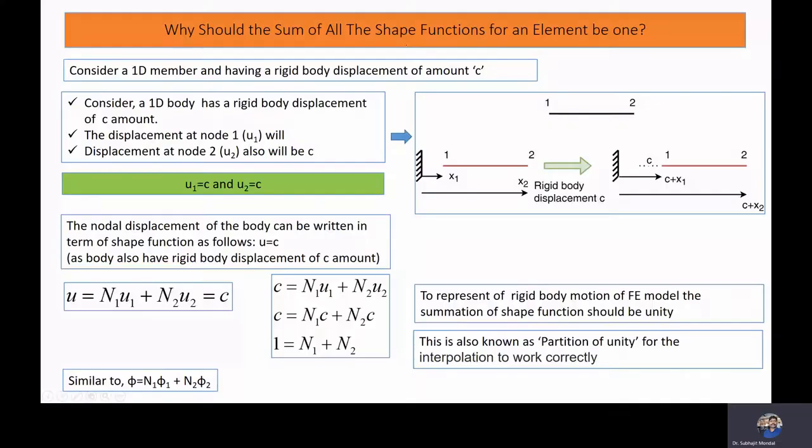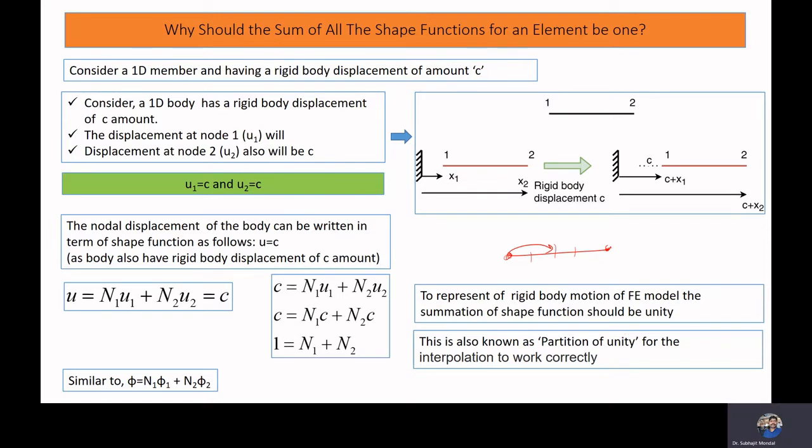Why should the sum of all the shape functions for an element be 1? We know that we use shape functions to get the displacement at any point within the element from the nodal values. Basically, we use shape functions as interpolator functions, and we interpolate the nodal values to get some value within the element.